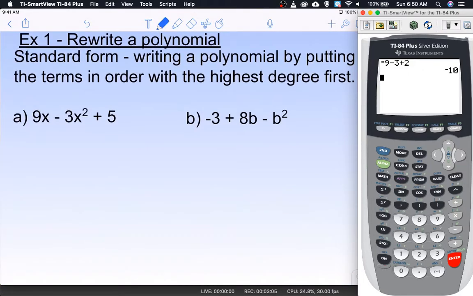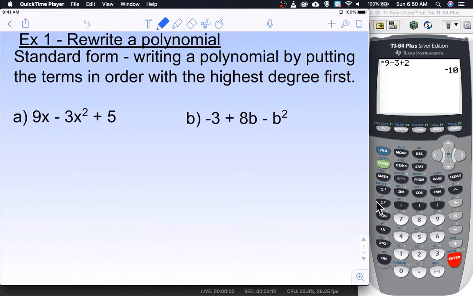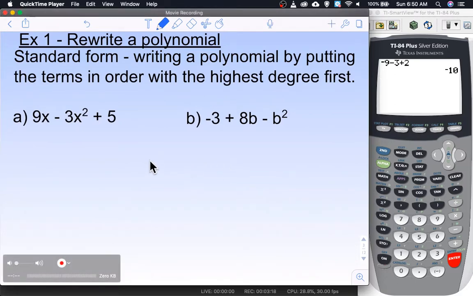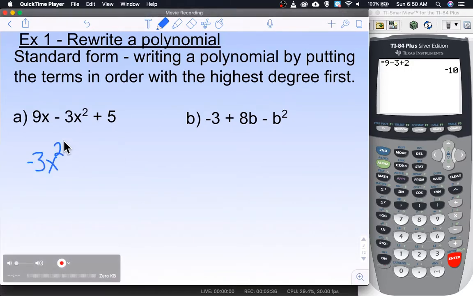So the first thing we'd like to be able to do is recognize the standard way of writing a polynomial. So the main way that we write polynomials. And the way we do that is we write it putting the highest degree first, the highest exponents first, and then we have descending powers of the variable. So out of these 3 terms here in letter A, the highest exponent piece is the -3x squared. So he should go first.